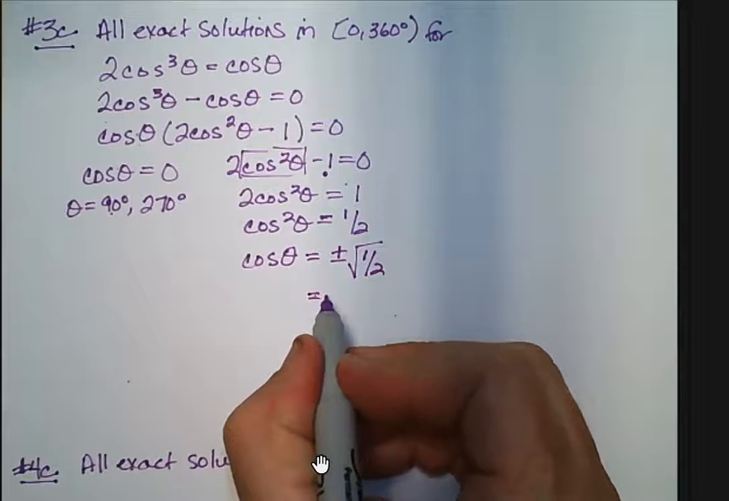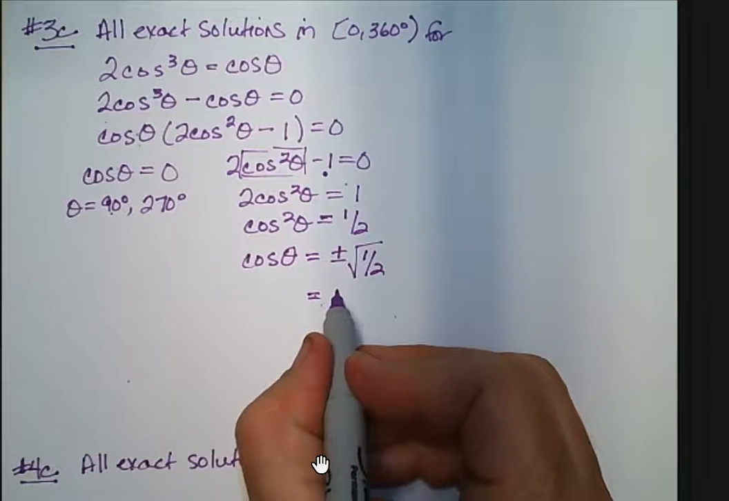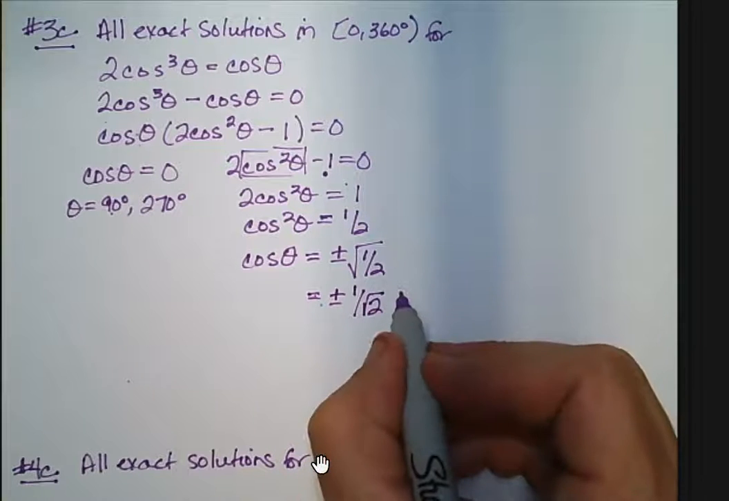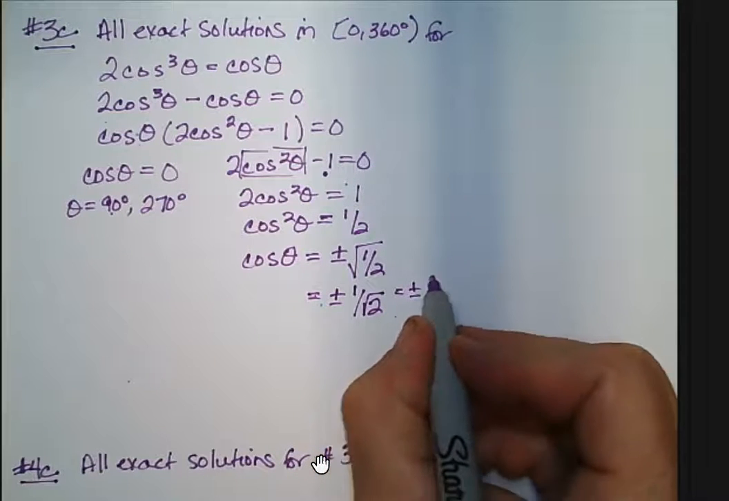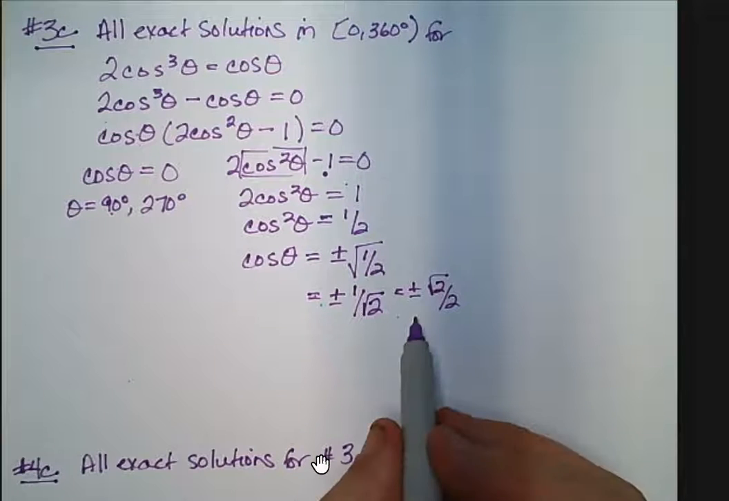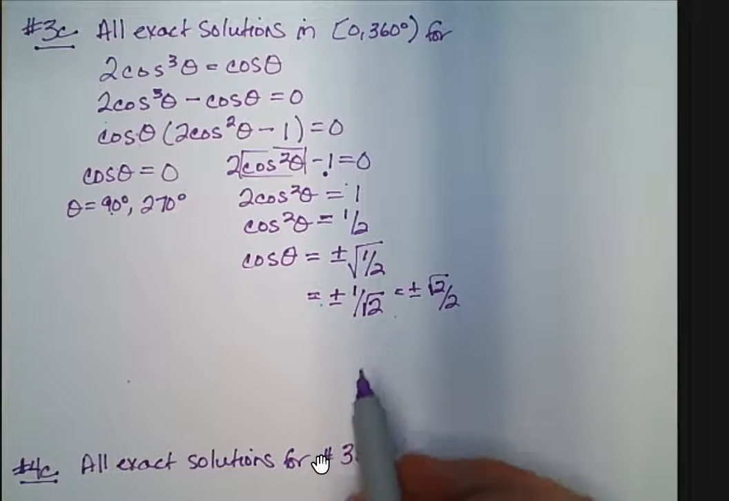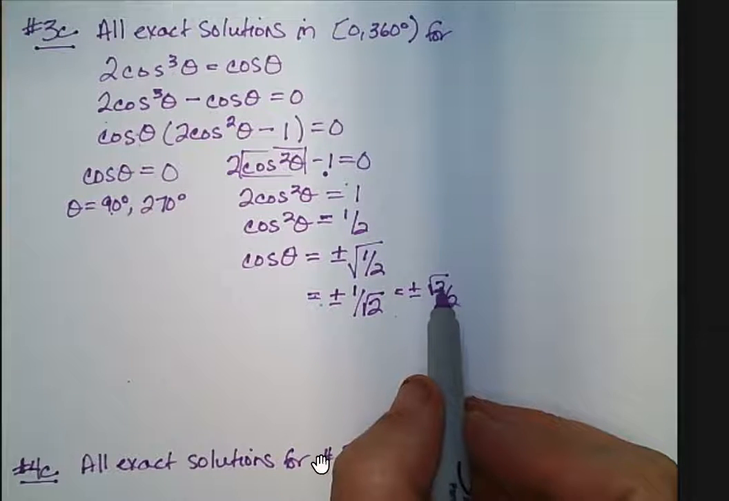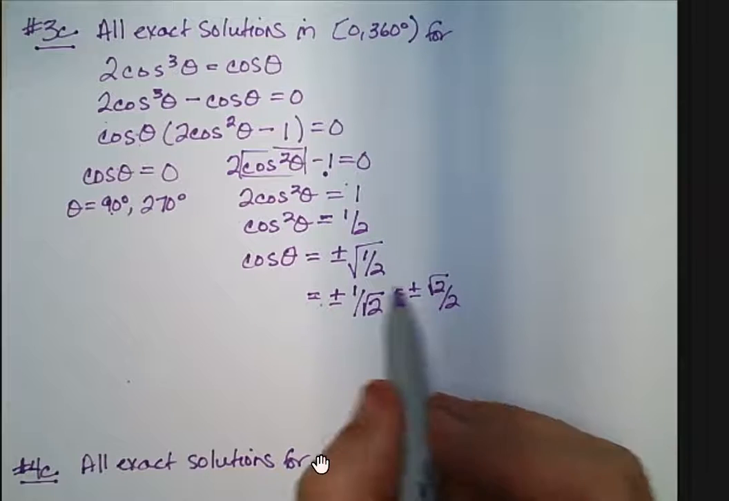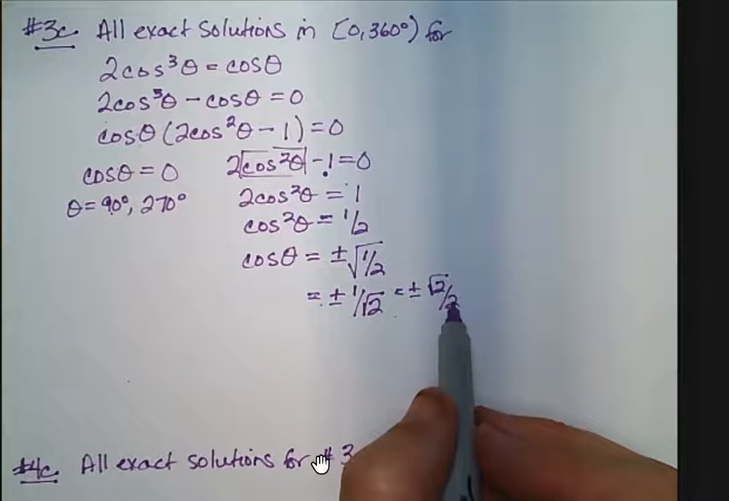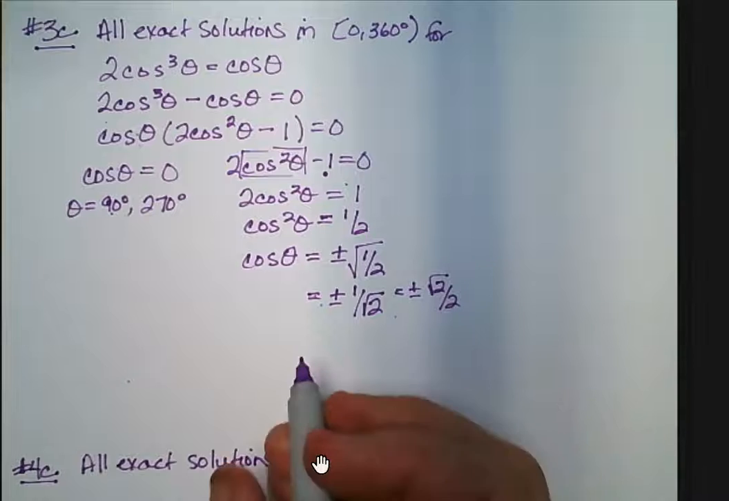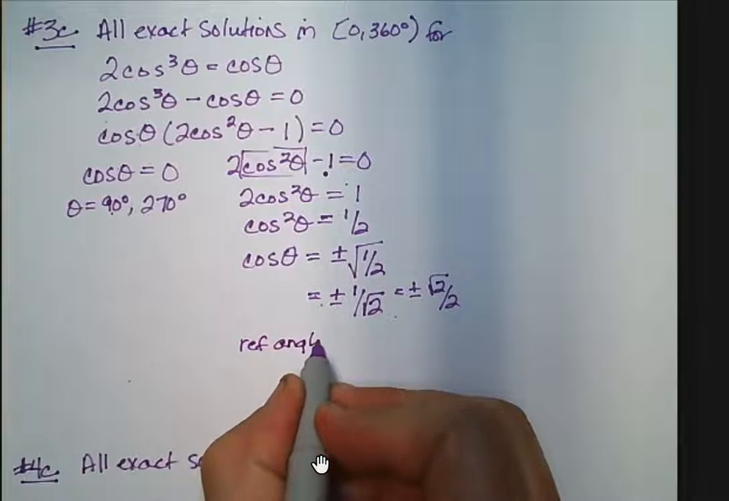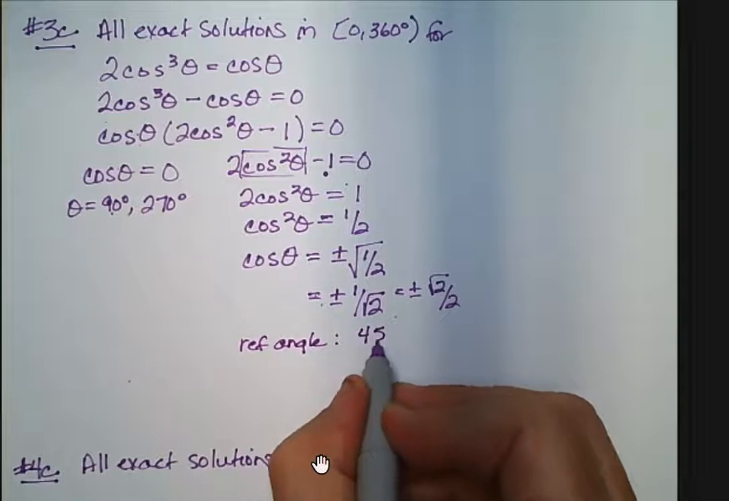If you simplify it a little bit, it ends up being plus or minus 1 over the square root of 2. Or if you rationalize the denominator, that would look like plus or minus the square root of 2 over 2. The whole idea is to recognize what angle this would go with. If we just think about the positive value of the square root of 2 over 2, where cosine has that value in the first quadrant is at 45 degrees. So our reference angle that we can think of in the first quadrant is 45 degrees.